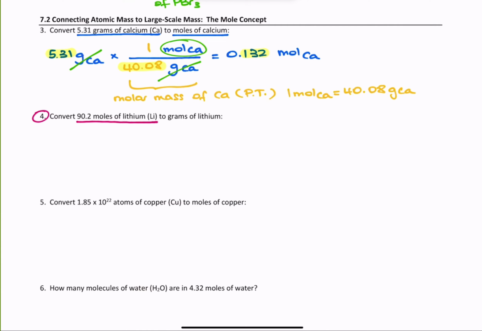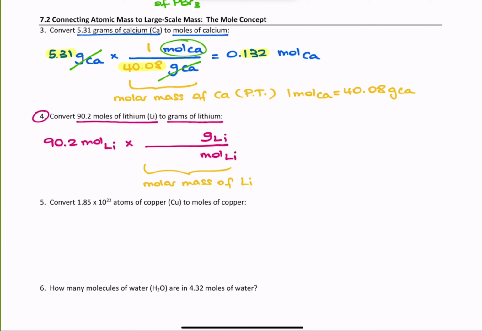90.2 mole of lithium to be converted to gram of lithium. So we're given the 90.2 mole of lithium. The unit we want now will be at the top, gram of lithium, and we want to cancel the mole of lithium. Again, this is called the molar mass of lithium. Information can be found on the periodic table.